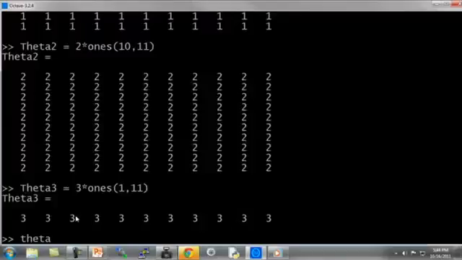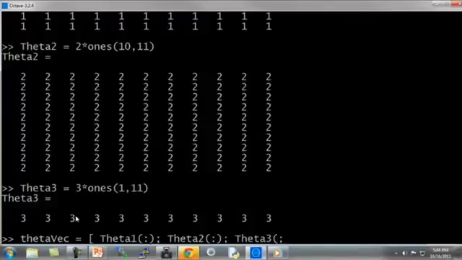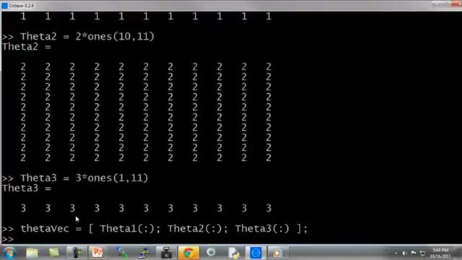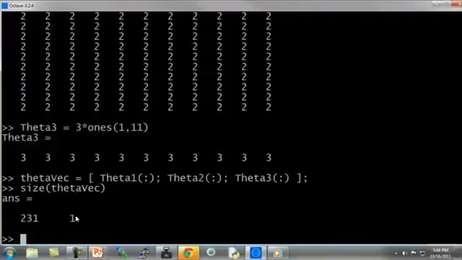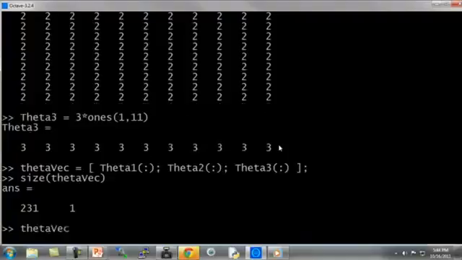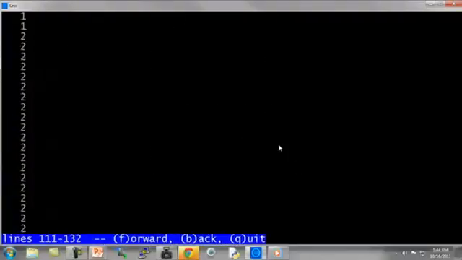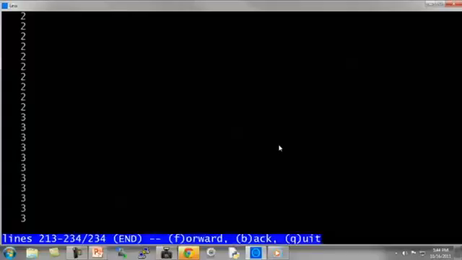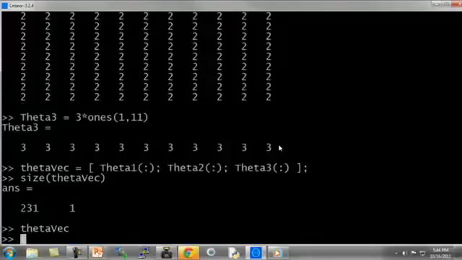If I want to put all of these into a vector, I set theta vec equals theta 1 semicolon theta 2 semicolon theta 3, like so. And now theta vec is going to be a very long vector. There's 231 elements. If I display it, I find that it's this very long vector with all the elements of the first matrix, all the elements of the second matrix, then all the elements of the third matrix.